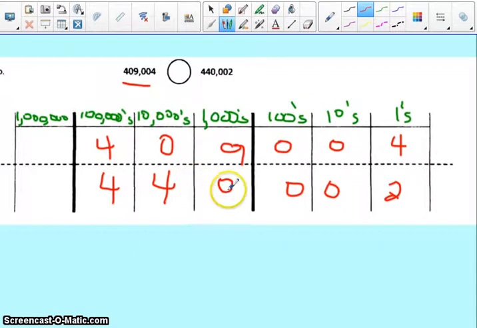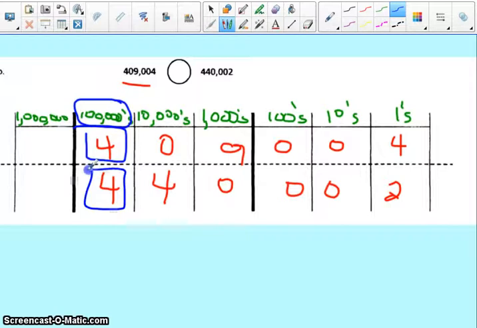As we talked about in class, sometimes we end up comparing the place value, and they have the same amount in them. So our largest place value in either of these numbers is the 100,000s. Both of these have 4, so we really can't tell which one is larger yet. So now we have to go to the next largest place value, which is 10,000s. Here we have 0 10,000s, and this number has 4 10,000s. Well, we can easily see that 4 10,000s is more than 0 10,000s. So therefore, 440,002 is greater than 409,004.